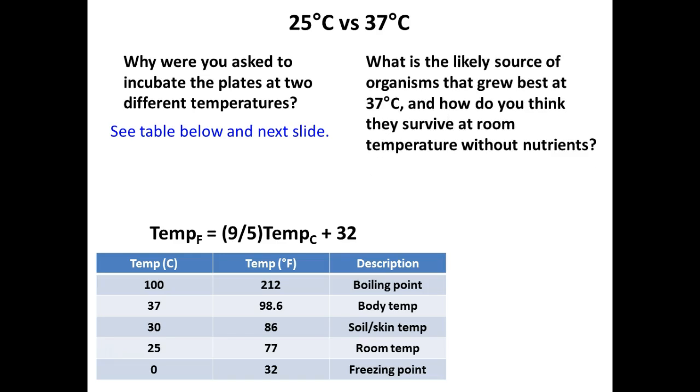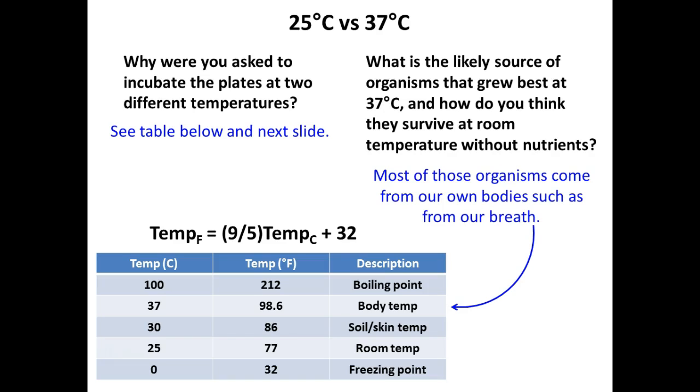So what's the likely source of 37 degrees? It's probably something from us, right? Some organism that came from us. Can it grow at room temperatures? Yeah. Does it have a lot of nutrients at room temperature? Not really. There are nutrients possibly available that you're not aware of, right? Things that fall out of the air, things that are around that we track in. All right, but most of them that are contaminating are coming from us.